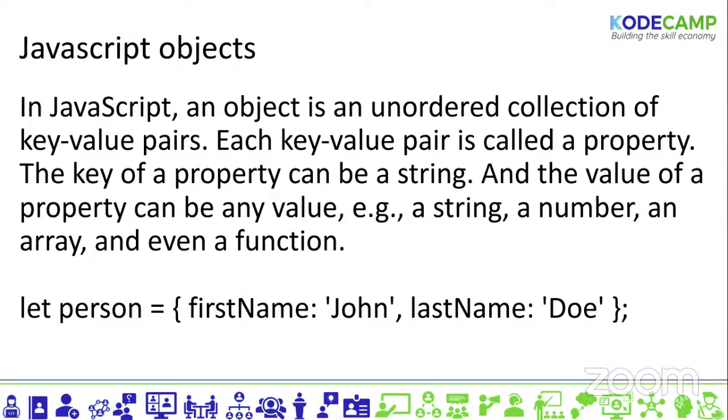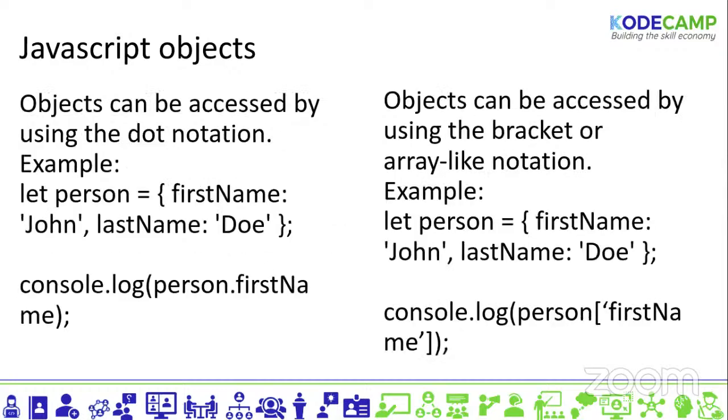So let person equal first name John, last name Doe. So now first name is acting as the key. In fact, first name is the key there, last name is the key there. Then the value of the key first name is John, while the value of the key last name is Doe. So let's continue. Objects can be accessed by using the dot notation. So we see the person object being created here with first name and last name.